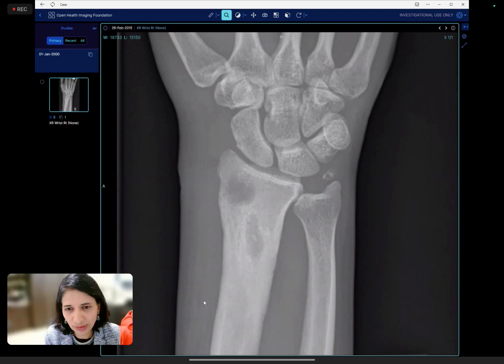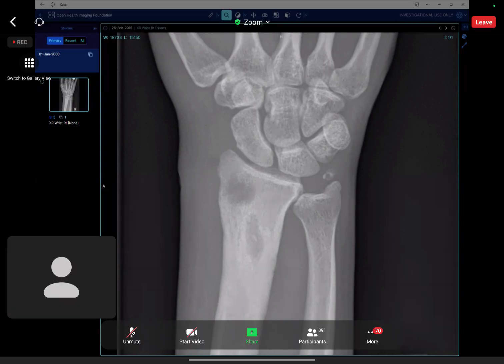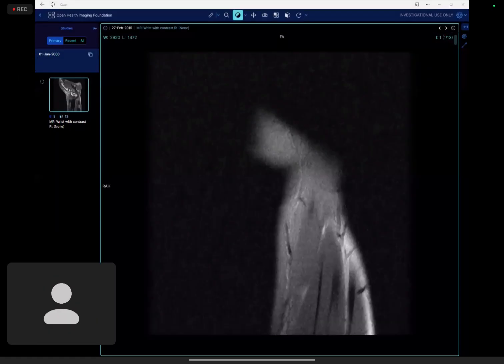Okay, so what will you want to do next? Yeah, I would first refer this patient to the orthopedic team. I would look into the inflammatory markers for this patient, and based on that, I would go for cross-sectional imaging. Most likely an MRI of the wrist would be helpful to know the soft tissue extension and the intramedullary extension of this lesion.